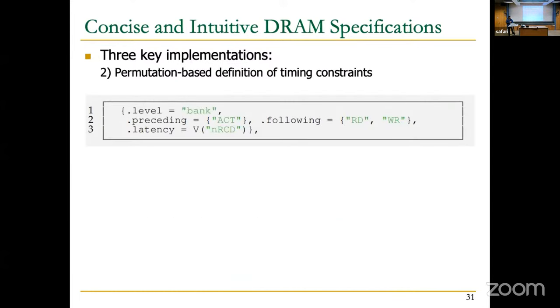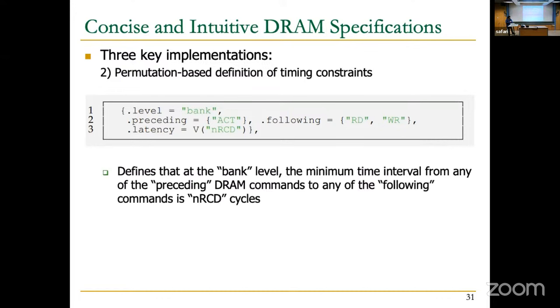Second, we implement a way to define the timing constraints based on permutations. And we spent some time to make it more human readable. So this definition here simply translates that, currently we are defining that at the bank level, the minimum time interval from any commands in the preceding DRAM commands container to any of the following commands is nRCD cycles.